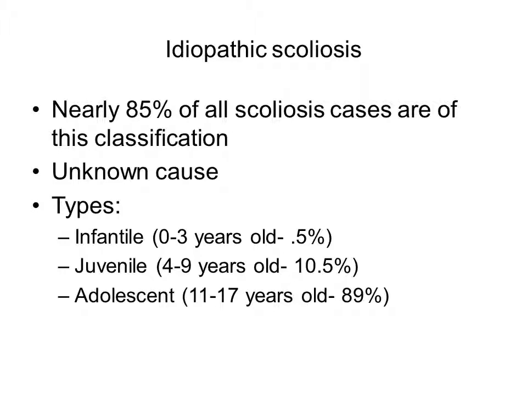Idiopathic scoliosis, nearly 85% of all scoliosis cases are of this, and we don't know what the cause is. There's different types. Infantile idiopathic scoliosis, ages 0 to 3, is only 0.5% of the incidence. Juvenile, 4 to 9, is 10.5% of the incidence. And then we look at the adolescent years, when bones are hardening and people are going through growth spurts. So 89% of idiopathic scoliosis occurs in adolescents.